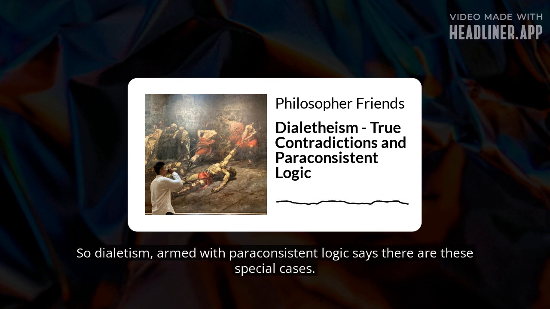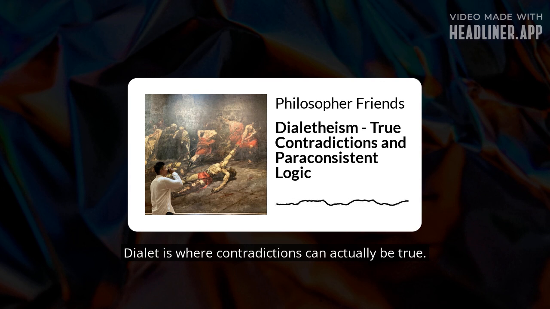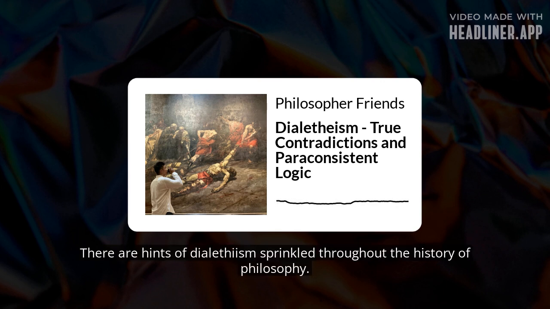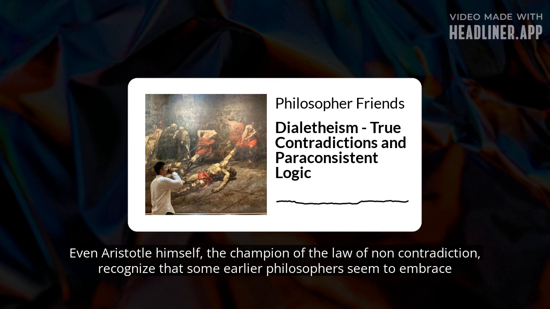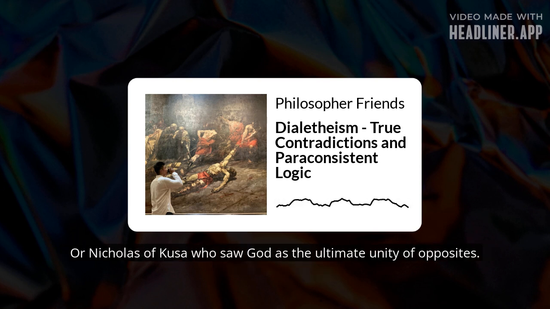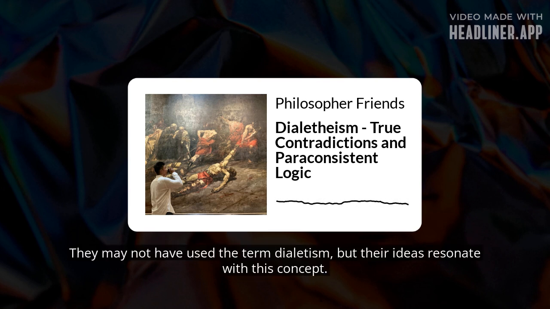So dialetheism, armed with paraconsistent logic, says there are these special cases, dialetheas, where contradictions can actually be true. But this isn't some brand new radical idea, right? Right. There are hints of dialetheism sprinkled throughout the history of philosophy. Even Aristotle himself, the champion of the law of non-contradiction, recognized that some earlier philosophers seemed to embrace contradictions. Really? Like who? Thinkers like Heraclitus, with his famous saying about never stepping in the same river twice, or Nicholas of Cusa, who saw God as the ultimate unity of opposites. They may not have used the term dialetheism, but their ideas resonate with this concept.